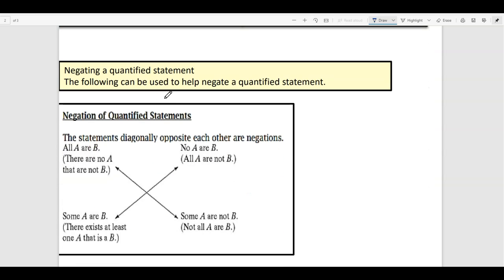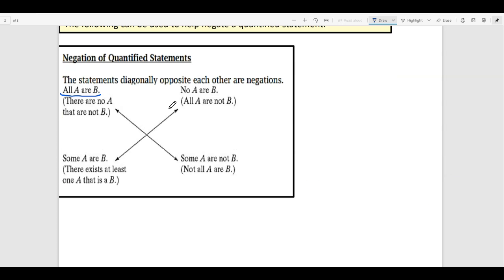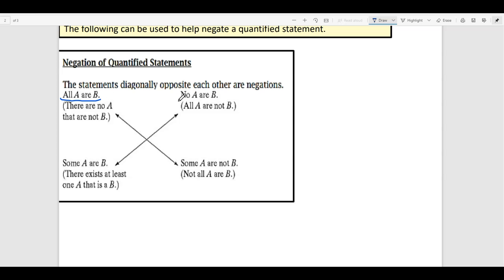Okay? So following this diagram kind of helps you to pick the right answer. All A are B, the opposite is some A are not B. So I highly recommend having this diagram on your note card when you're taking a test because it does help. We will do a couple of problems from the homework so I can help you understand better how to pick the right option. Some A are B, the other way of saying it is there exists at least one A that is B, and the opposite is no A are B.